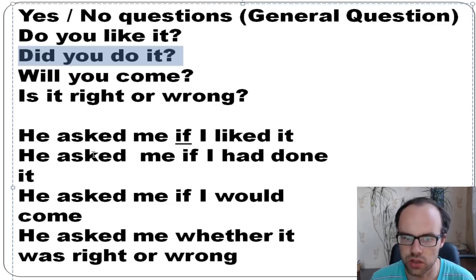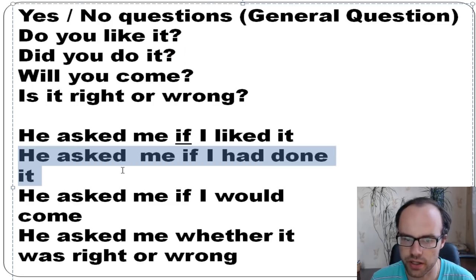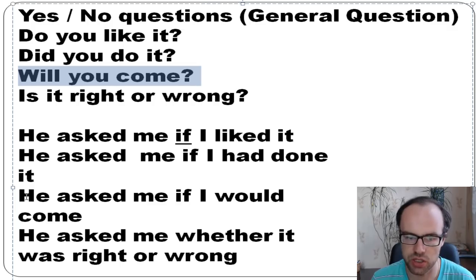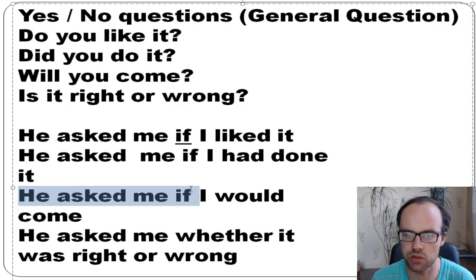"Did you do it?" He asked me if I had done it. So one time before, you see had done, and we add if. Okay? "Will you come?" He asked me if I would come. We always use if in general questions in reported speech, and we change will to would.